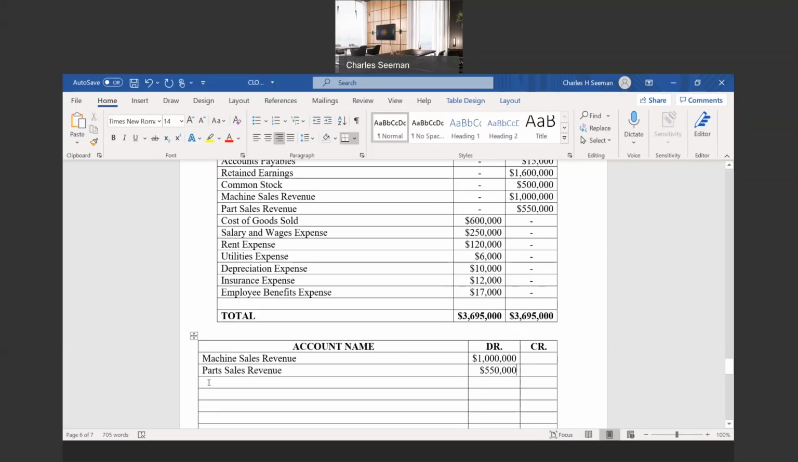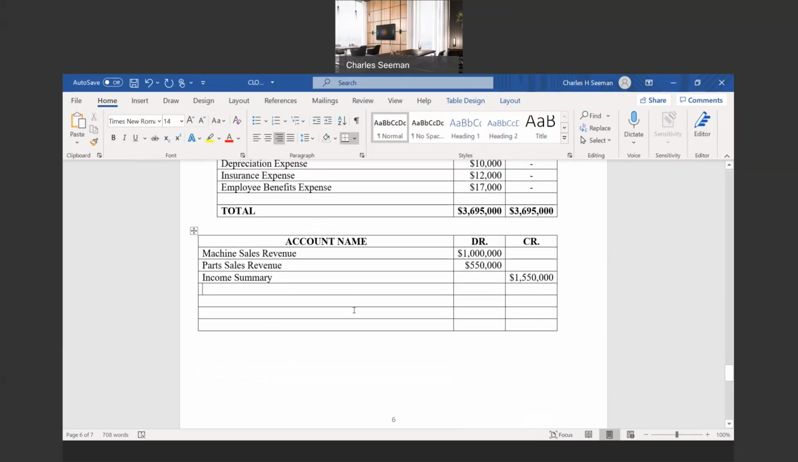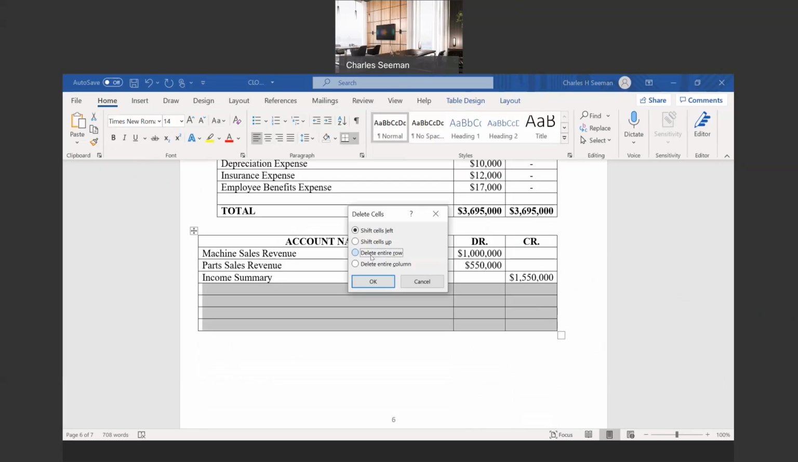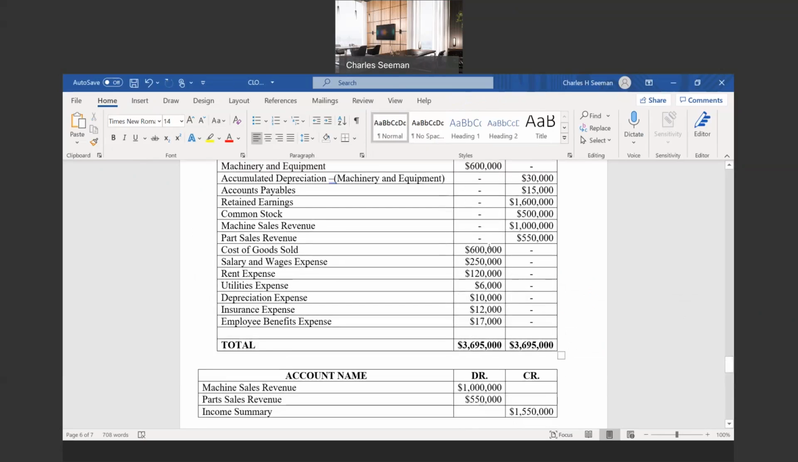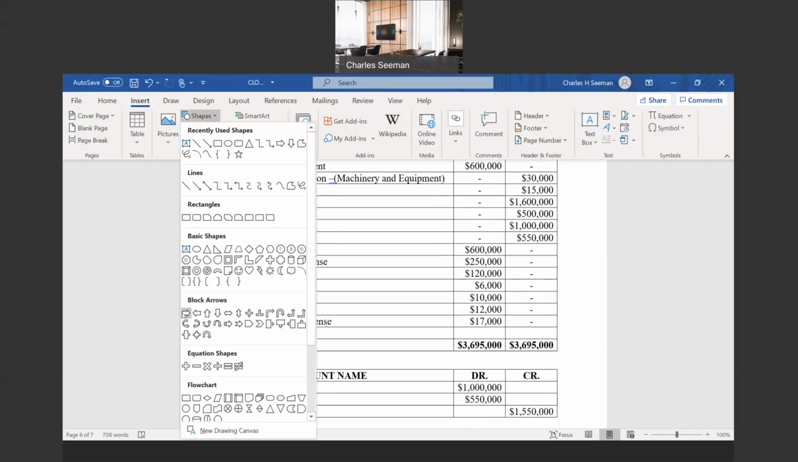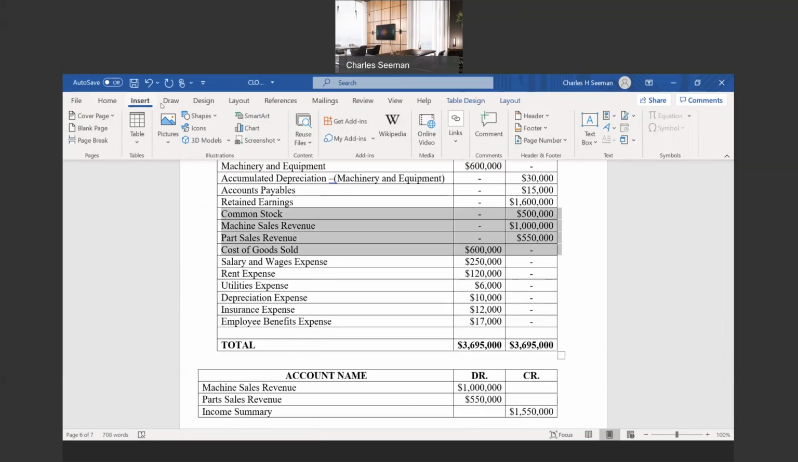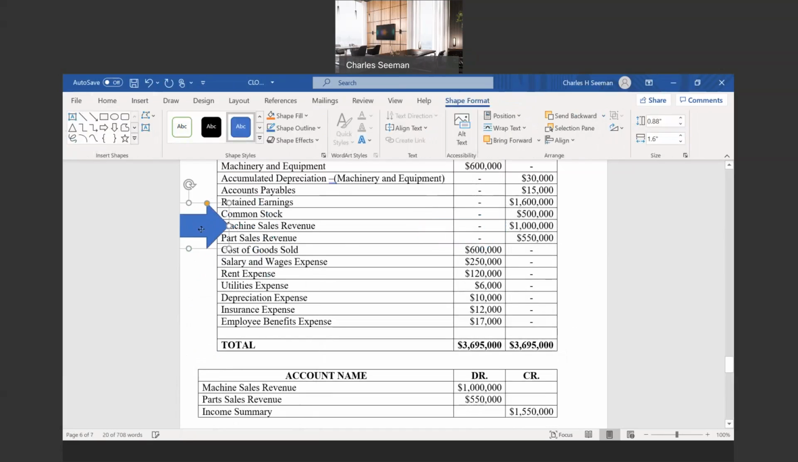And the offsetting account is a made-up account called income summary. So I took the $1,000,000 as a credit, the machine sales revenue, and I'm debiting that same account for the same amount, except I'm debiting it instead of crediting it. Part sales revenue has 550,000, that's a credit, so I'm going to debit it instead of crediting it.